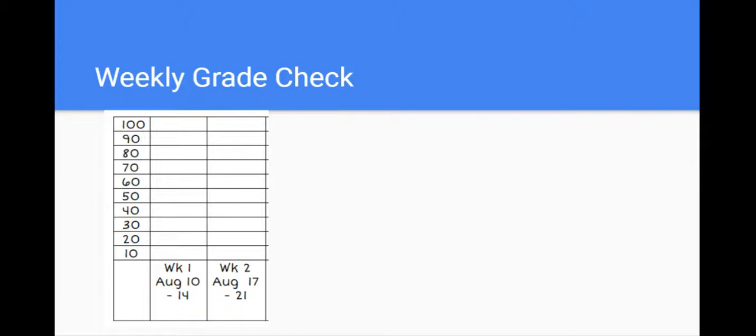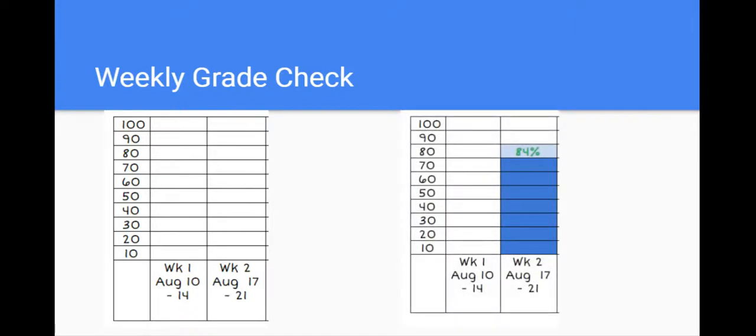Let's pretend I went to the grade book and found out that my grade was an 84%. So what I would do is record on the graph that I had an 84% and color in my graph. Every week on Monday, I would go back and record what my new grade is after the previous week. I'm hoping that this will help us head off any problems beforehand and that it will help you make sure that you have the grade that you want before the quarter ends.